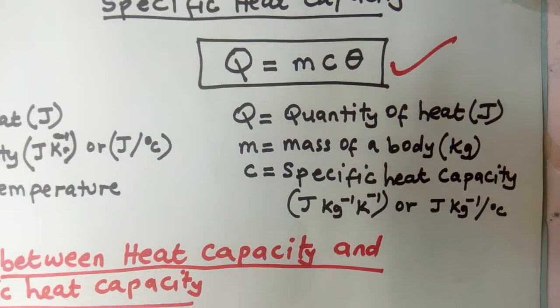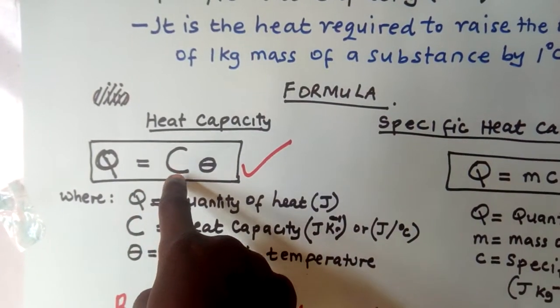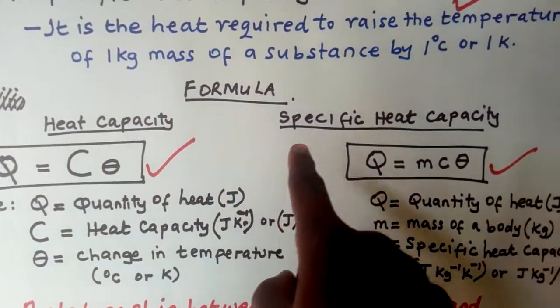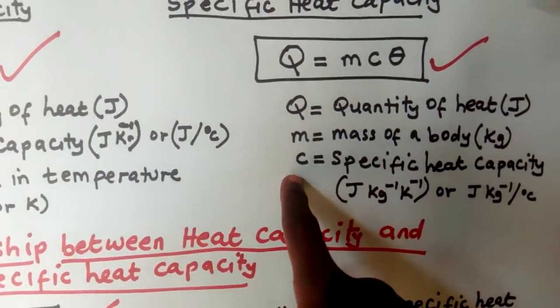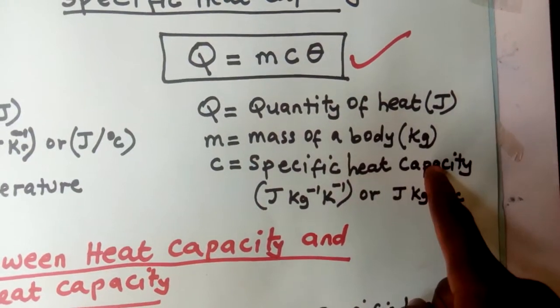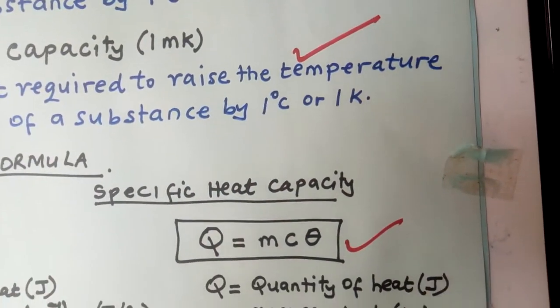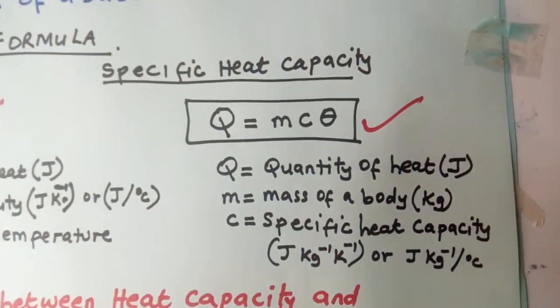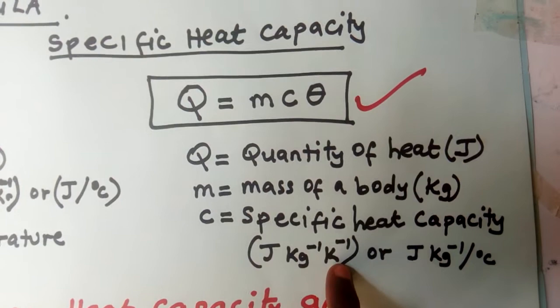Then this is C here. That C is a small c. You see? This C is big, heat capacity. Then for specific capacity, the C is what? Small. So this C represents what? Specific heat capacity. The SI unit of specific capacity, we mentioned it, but we can talk about it, is joules per kilogram per Kelvin. You see?